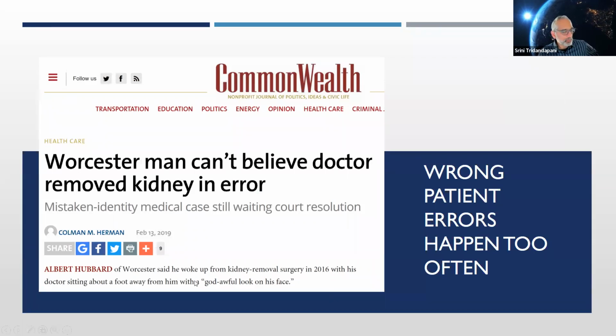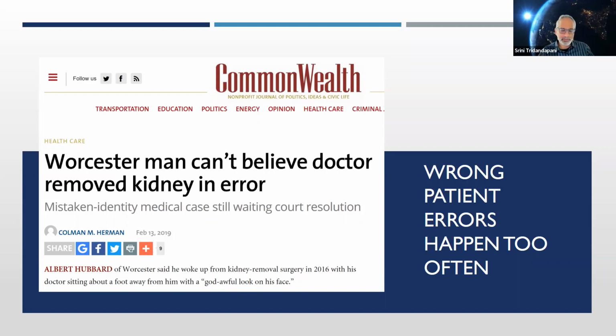So there was this one patient, Albert Hubbard. He got up from his surgery, and the surgeon's name was Ankur Parekh. He was from the motherland too. He was sitting in front of the patient with a god-awful look on his face saying, I made a mistake. I took out the wrong kidney. I shouldn't have taken out your kidney. And Albert Hubbard says, well, what's going on?